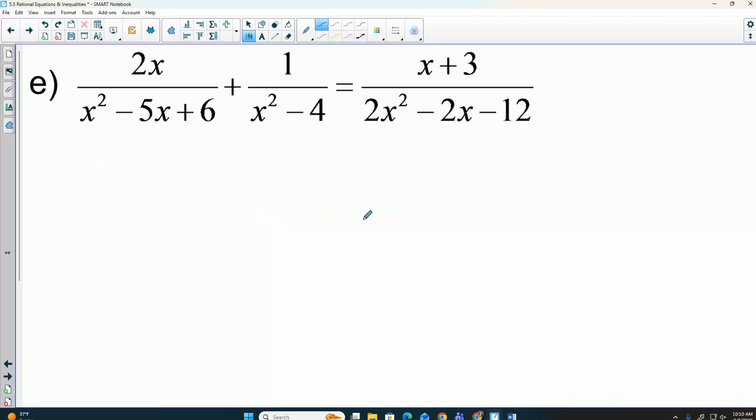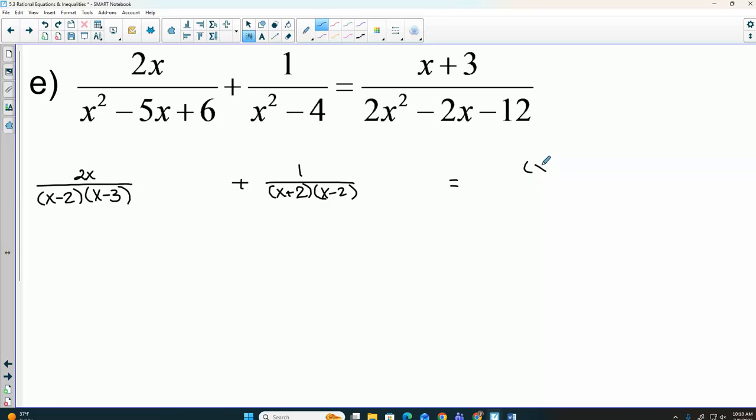What should I do first? Oh, it's not that bad. What did I just get done saying? Factor. Okay. Oh wait, no, negative 5. Sorry. Has to multiply to positive 6, add to negative 5. Negative 3. Yeah. X squared minus 4. X plus 2, x minus 2. Difference of squares.